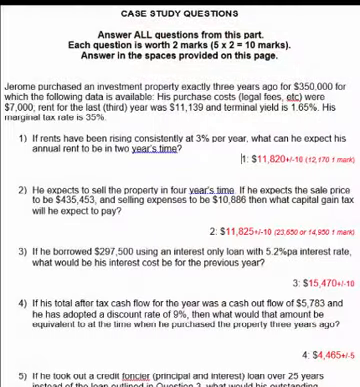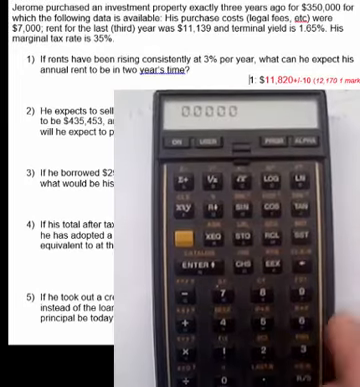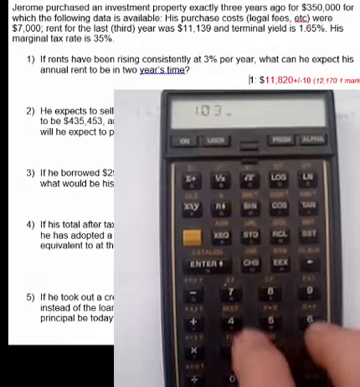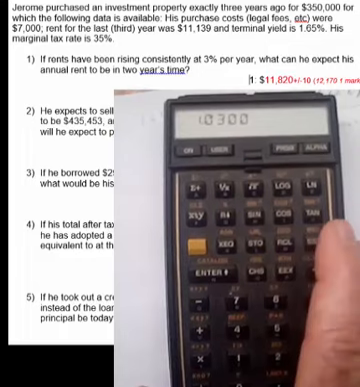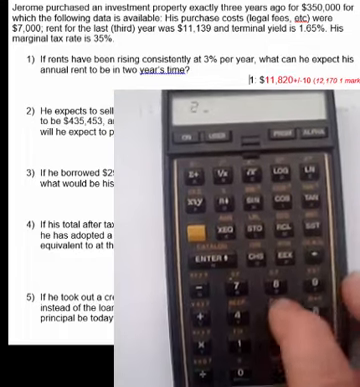Let's look at question 1 now. If rents have been rising consistently at 3% per year, what can Jerome expect his annual rent to be in 2 years' time? This is a simple escalation question, and so we're going to be using the escalation factor, which is 1 plus i to the n. Here the escalation is going to be 3%. 1 plus 3% is 1.03. On the Hewlett-Packard calculator, I'm going to square that because I want it in 2 years' time. Put in 2.